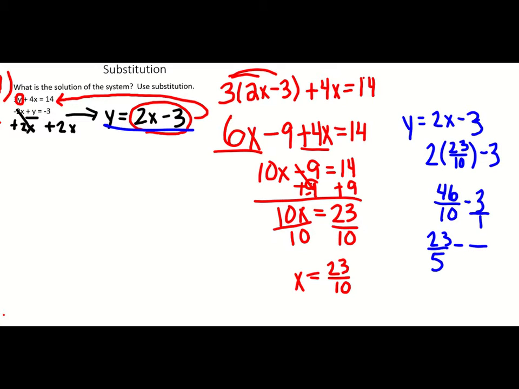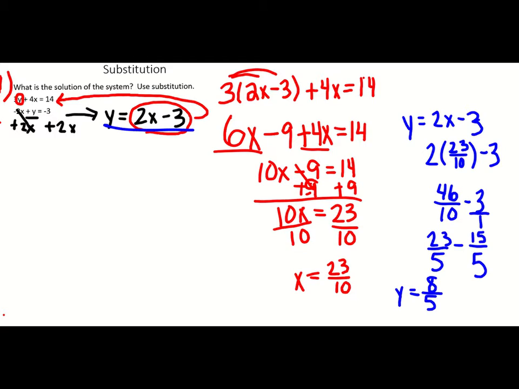So between 1 and 5, that would be 5. 1 times 5 is 5. 3 times 5 is 15. So another way to rewrite 3 would be 15 over 5. And if I simplify this fraction, 23 minus 15 is 8. My denominator will stay 5. So I get that y is at 8/5.